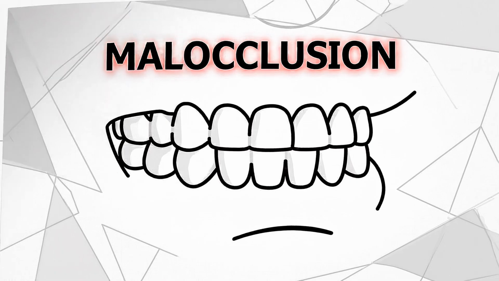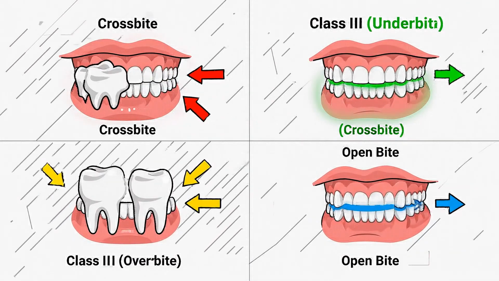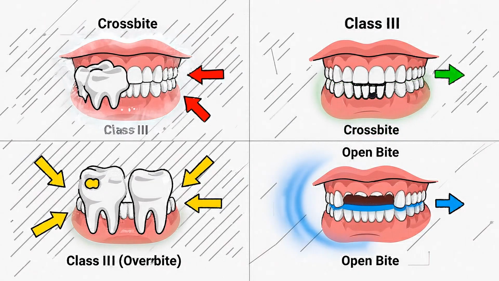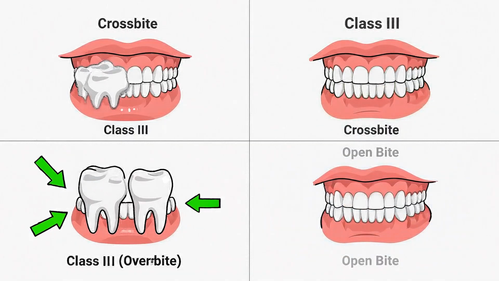Malocclusion, when your upper and lower teeth don't fit together properly. Types include class 1, 2, 3 malocclusions, crossbite, overbite, underbite, and open bite.